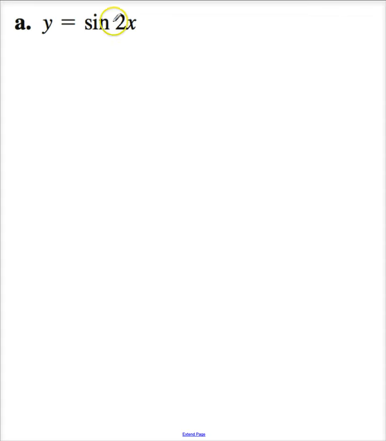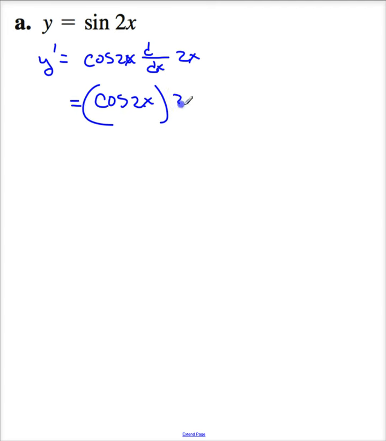So let's look at this right here. I'm going to be very painful here. If I were to take y prime, it's the derivative of sine, which is cosine 2x, times the derivative with respect to x of the argument. So this is cosine 2x times 2, and in general we put that in the front.